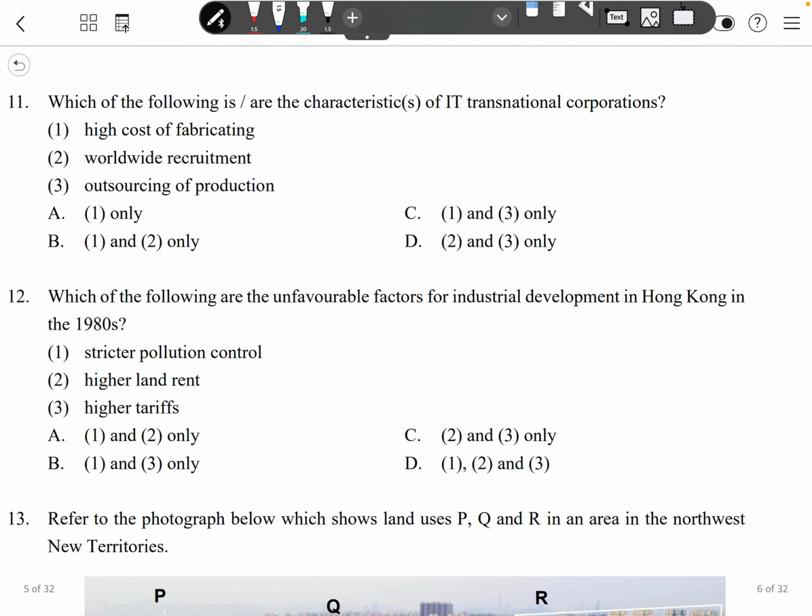Number 11. Which of the following are the characteristics of an IT transnational corporation? Number 1, high cost of fabricating. No, the cost is not high. Worldwide deployment of equipment. Yes, because it's multi-point, so the deployment of labor is worldwide. Outsourcing. So the answer will be D.